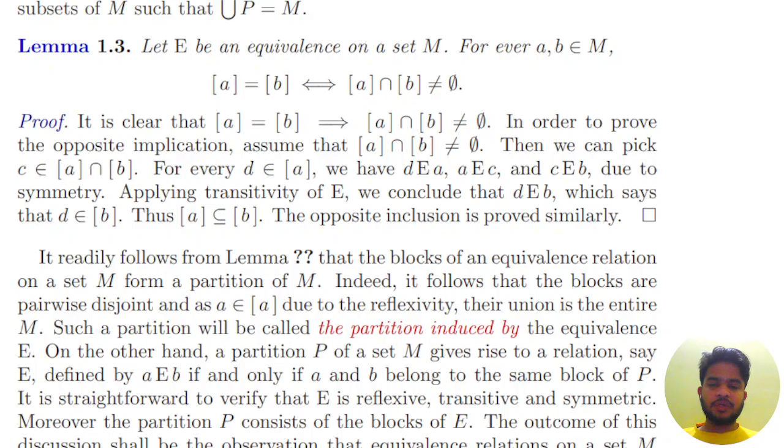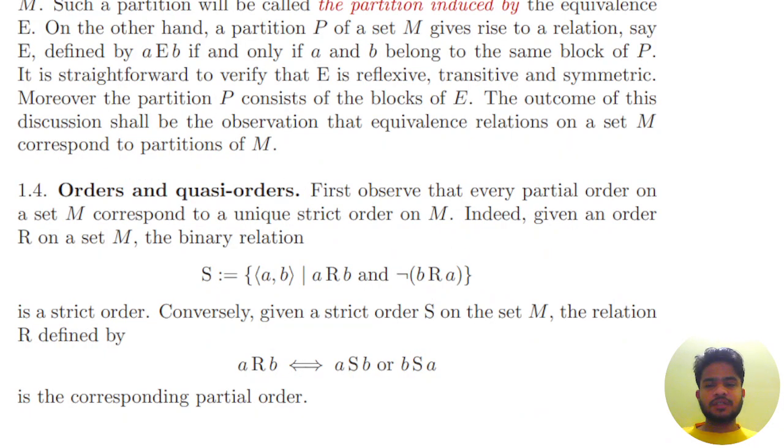On the other hand, a partition P of a set M gives rise to the relation, say E, defined by A equivalent to B if and only if A and B belong to the same block of P. It is straightforward to verify that E is reflexive, transitive, and symmetric. Moreover, the partition P consists of the blocks of E. The outcome of this discussion is the observation that equivalence relations on a set M correspond to partitions of M.